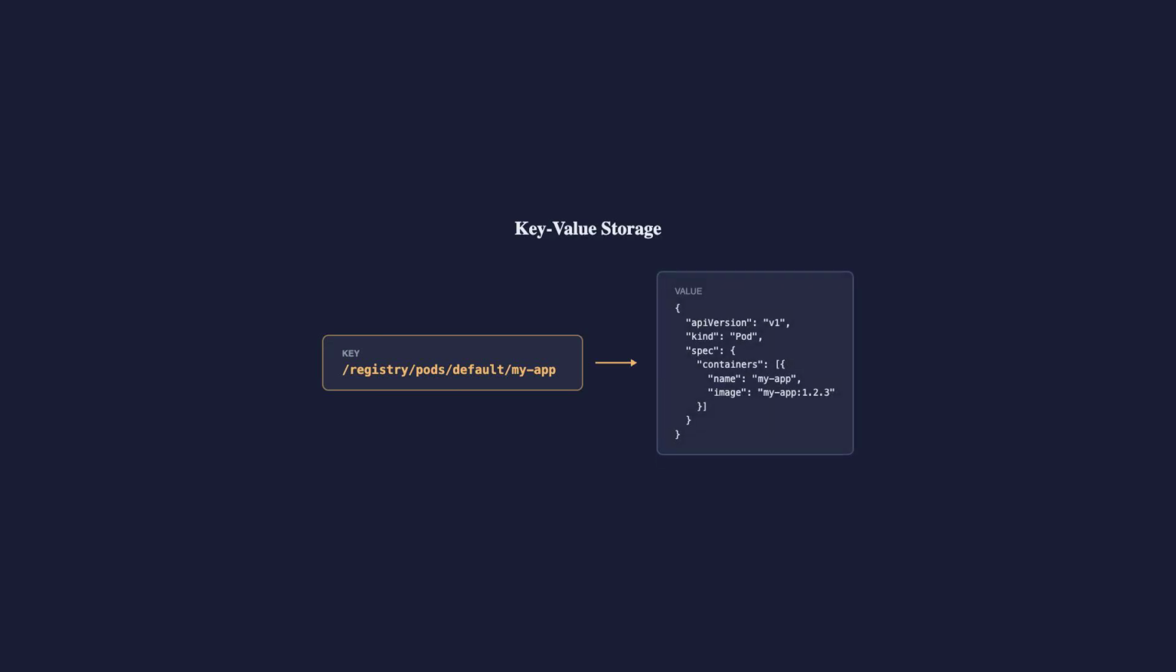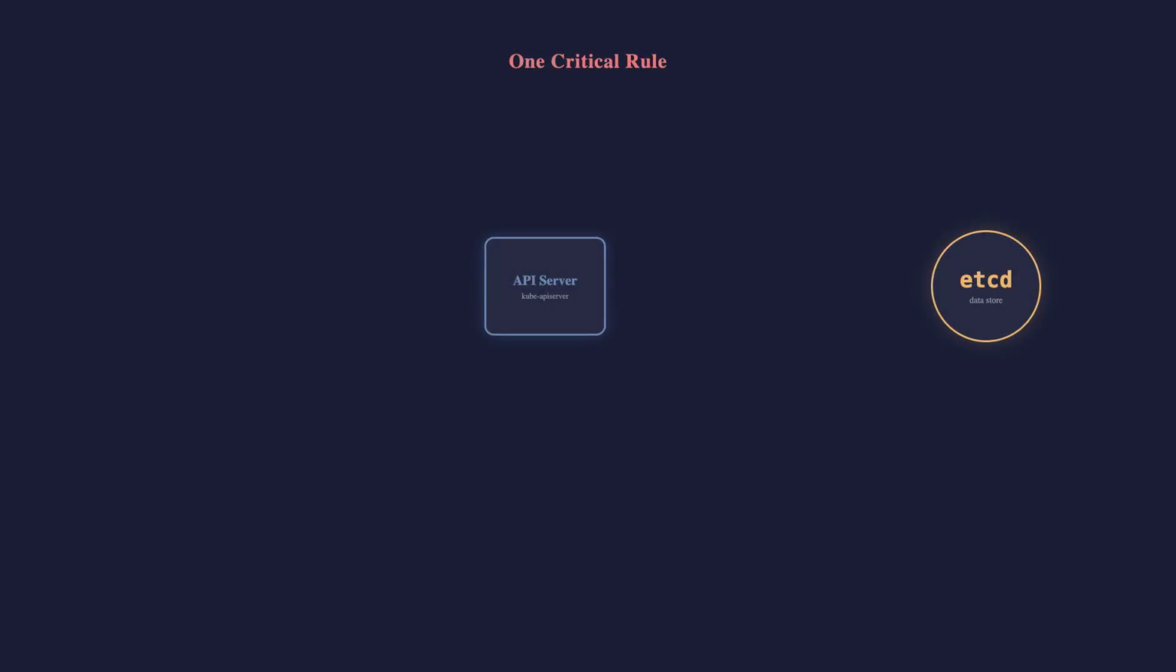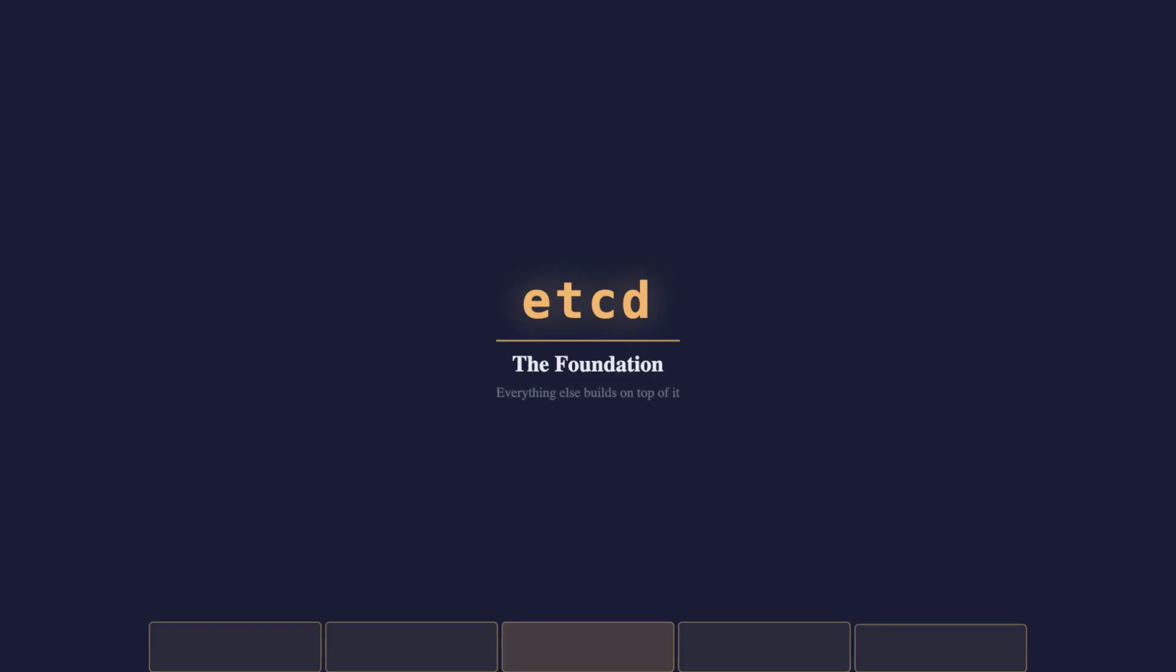Here's what the data looks like. Each Kubernetes resource gets stored under a path like registry/pods/default/my-app. The value is the full resource spec in a serialized format. One critical rule, only the API server talks directly to etcd. No other component reads or writes to it. This gives the API server full control over access, validation, and consistency. etcd is the foundation, and everything else builds on top of it.